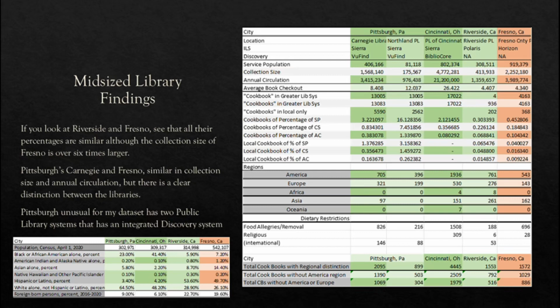Again, looking at the cookbook regions, when looking down at the region sections, we can see that the America region again takes first place in most cases, although the food allergies and removal tends to be a lot closer to the Americas' returns than it was to Europe's, as it was in the small libraries.